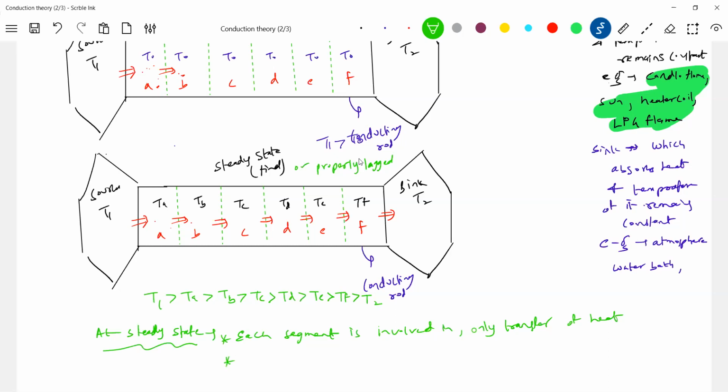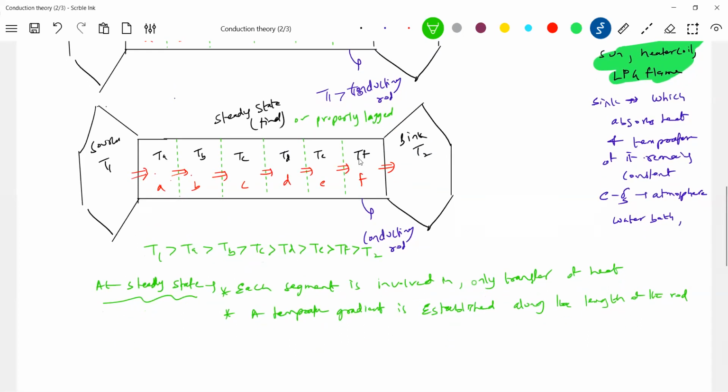Next, a temperature gradient is established along the length of the rod. You can see T1 is greater than T. As we move from source to sink, what will happen? Temperature decreases.